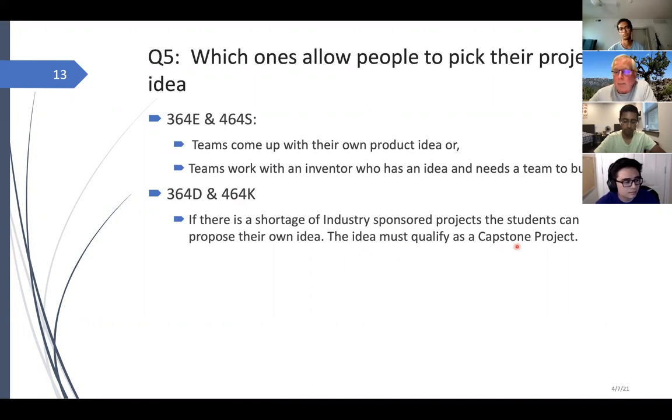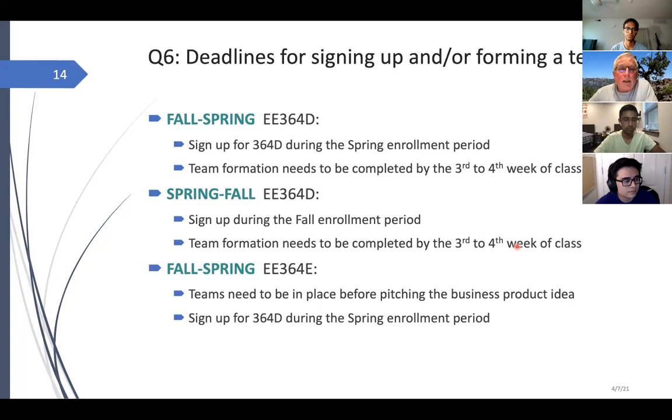What are the deadlines? Okay, I think I got this one right. Fall, spring, 364D, you just enroll in the period that's coming up right now. Team formation is generally, we like to see it completed within the third to fourth week. I encourage you, if you've got a team right now, go ahead and try to start forming it. Go to the instructor. I think Dr. Register is going to be teaching it this fall, and say, hey, we have a team.